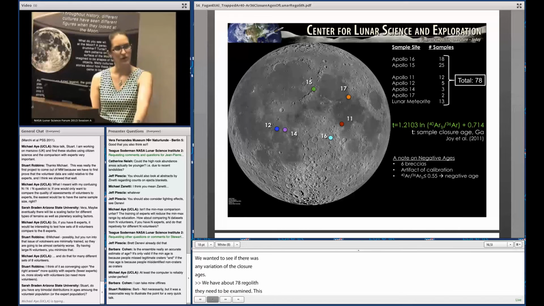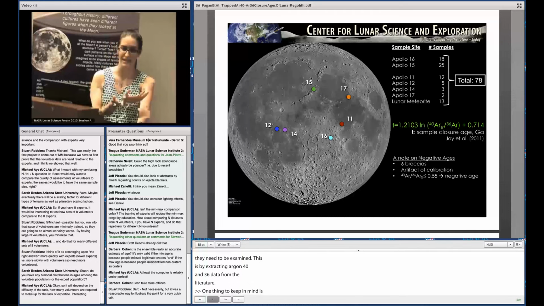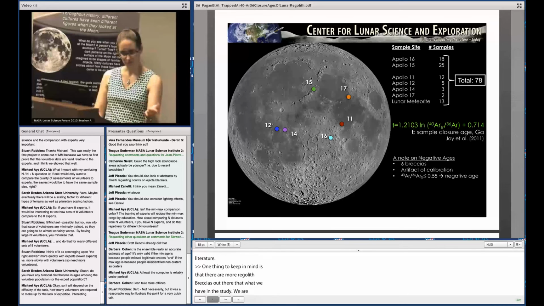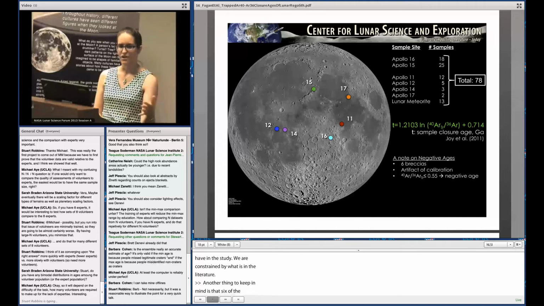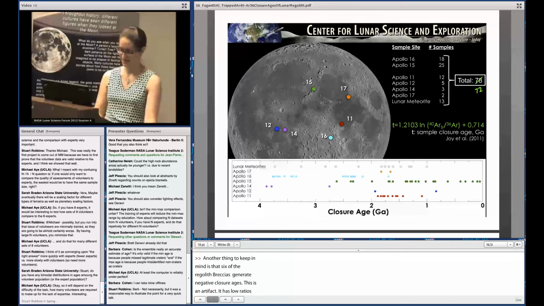the literature. But one of the important things you have to keep in mind is that there are more regolith breccias actually out there than what we have in this study because we are constrained by what is actually already in the literature. Another thing to keep in mind is that 6 of the regolith breccias actually generate negative closure ages. This is actually an artifact of the calibration. They have very, very low ratios, and we don't actually consider these further, so we're going to eliminate those, and we whittle it down to 72. But 72 is still a good number.